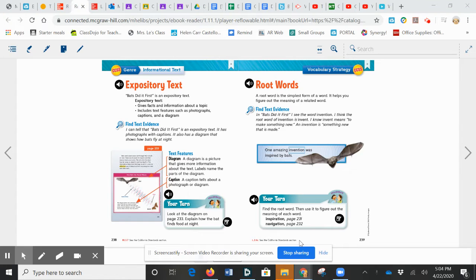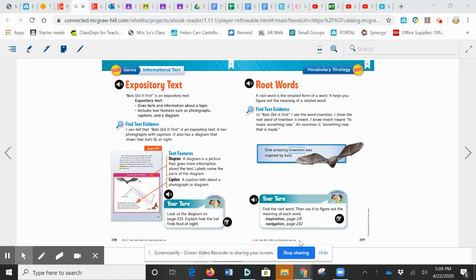Hi, third graders. The selection that you'll be reading in Wonders this week is called Big Ideas in Nature. And just like last week, this passage is an expository text. That is the genre. And remember, I told you last week that another word for expository text is informational text, or another word that you commonly hear is nonfiction. It means that it is a passage that is going to give you facts and information about a topic. Those facts and information are going to be true.